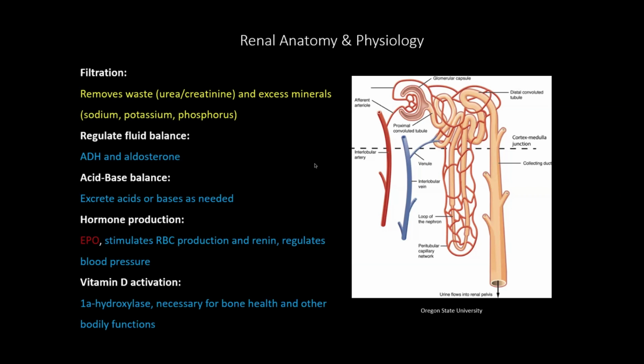But yes, also fluid balance, ADH and aldosterone both play a role there. Acid-base balance, as far as getting rid of hydrogen or bicarbonate as needed. Hormone production, like you mentioned with EPO, stimulating RBC production. Renin, as far as blood pressure control, also plays a role here. And then, like you mentioned, vitamin D activation in the proximal convoluted tubule with 1-alpha hydroxylase. So as we go through here, keep all these things in mind, because when we have kidney disease, some or all of these functions will be compromised and we'll be left to deal with the consequences.